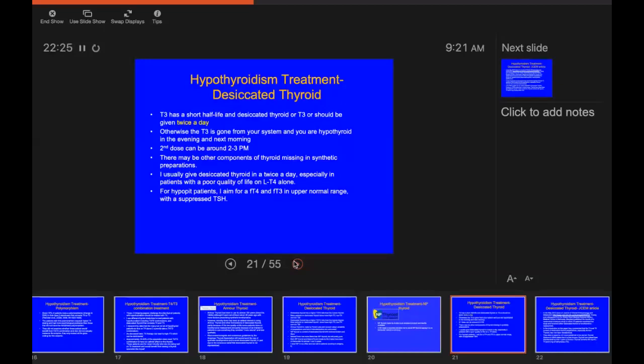So I think people do worse if they're on once a day desiccated thyroid. They sort of don't get the advantage of that T3 because it's gone most of the day. So it really has to be given twice a day. Maybe some people do 3 times a day, but most people do pretty well on twice a day. The second dose has to be given about 2 to 3 p.m. or so. It can vary. I talked to a patient who seemed like she started getting tired around noon. I moved it up a little bit.